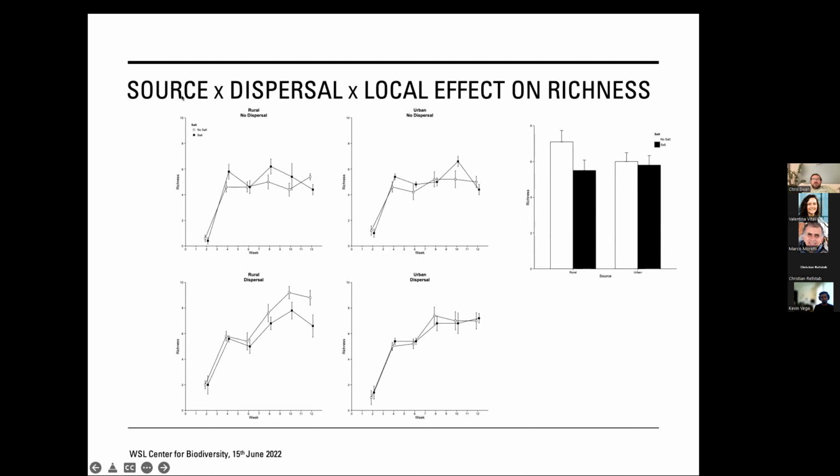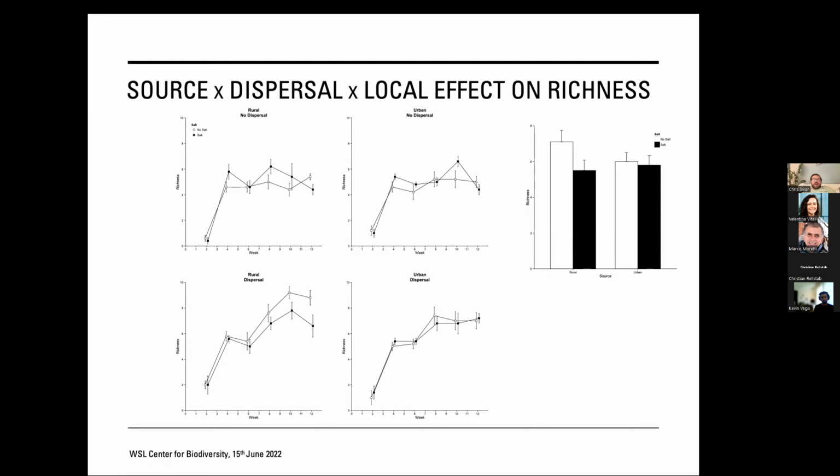This is the source by dispersal by local effect on richness. So you've got richness versus time. You've got rural on the left, urban on the right, no dispersal up top, dispersal on the bottom. And then the two lines are no salt, which is the open point, and then salt, NaCl, is the dark point.